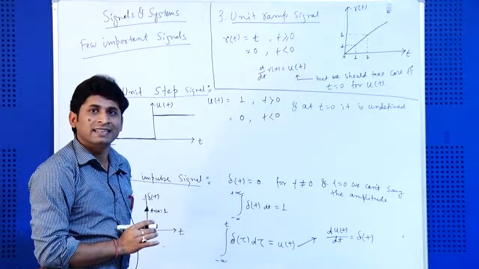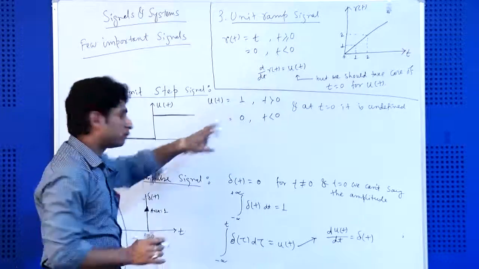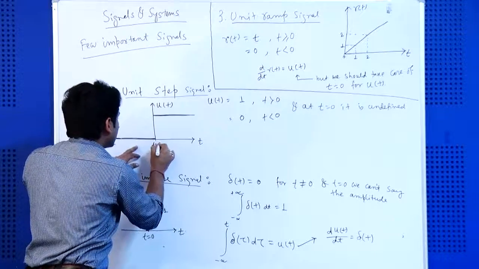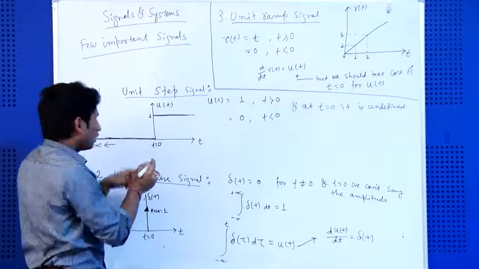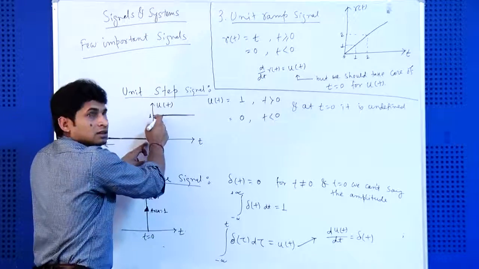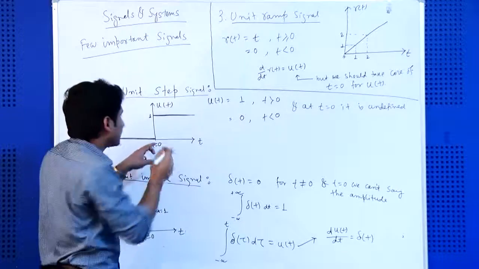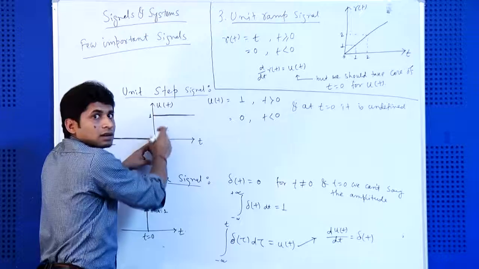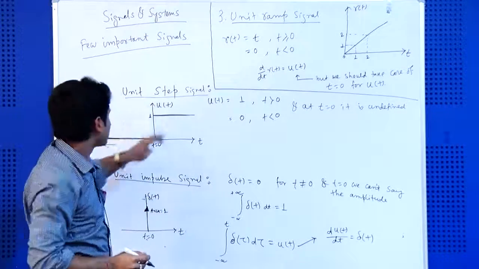We cannot say anything about the amplitude at t equal to 0, because there is a step jump. So this is t equal to 0. When t is greater than 0 the value is equal to 1, when t is less than 0 the value is equal to 0, but at t equal to 0, for a few microseconds or nanoseconds, there is a step jump. So we cannot say anything about the amplitude of u(t) at this instant.